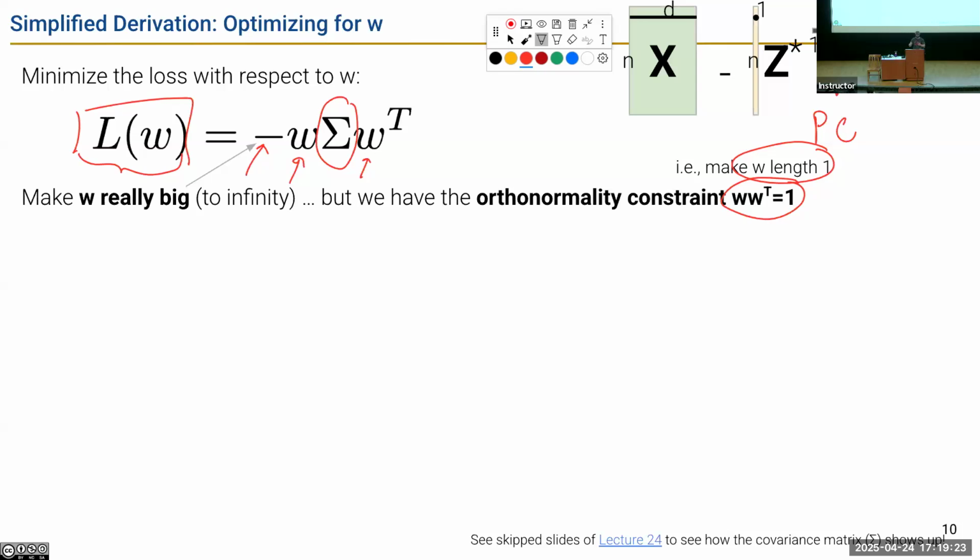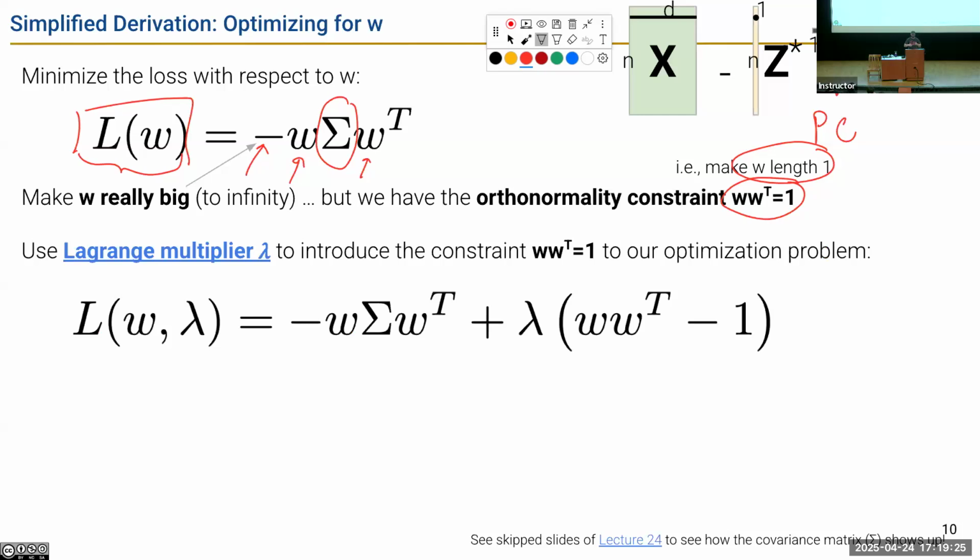Okay, how do we actually put this into the loss function? We use something called the Lagrange multiplier, again, beyond the scope of Data 100. But I want to show you the intuition here. We're going to build it up right on the slide. So the constraint is that WW^T needs to be equal to 1. We just need the length of w to be 1.